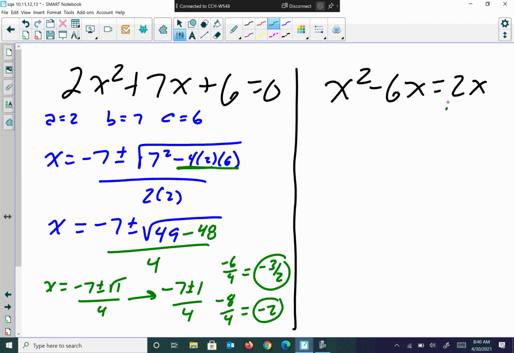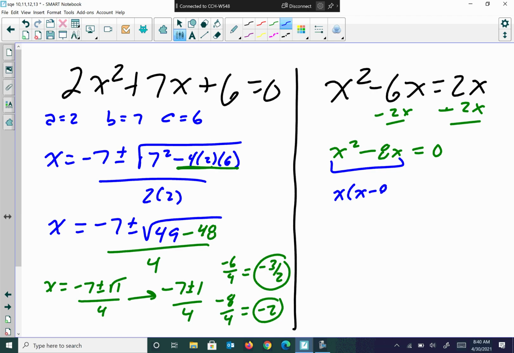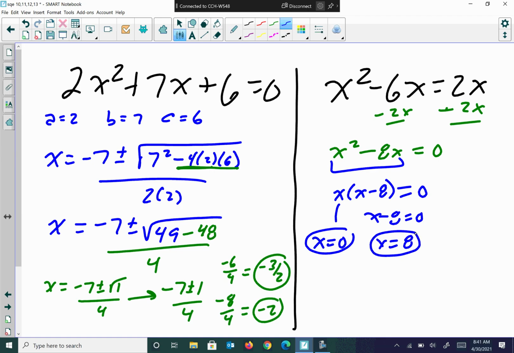Let's see. This one, oh, add 2x, or subtract it. Can I do this to give me this? Friends, do I have a C value? No, I don't have a C value, so no quadratic formula. But how can I solve this? What can I factor out of both of those? X. That leaves me x and x minus 8. And if I have x sitting alone, that means x equals 0. And x minus 8 equals 0, so add 8 to both sides. And there are our two answers.